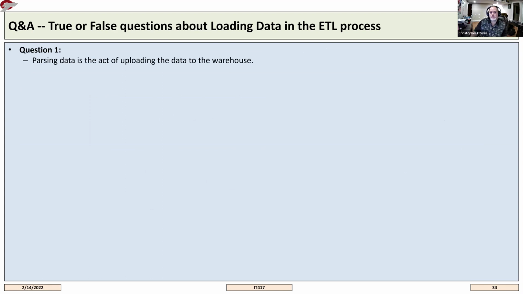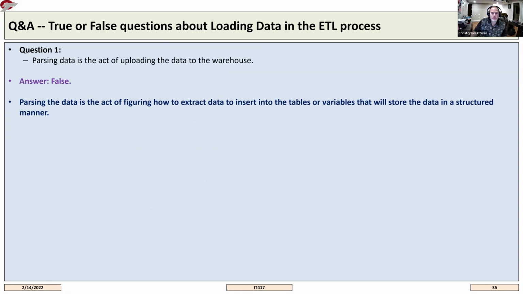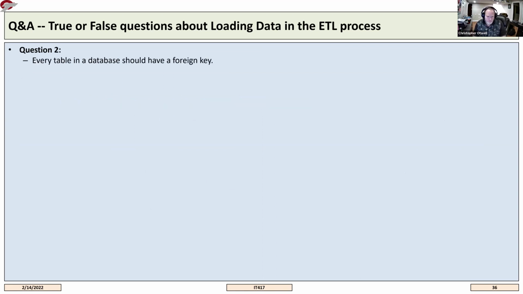Now for some true and false questions. So, right, that is false. Parsing is the act of figuring out how to extract the data to insert into tables or variables that will store the data in a structured manner. Question number 2: every table in a database should have a foreign key.